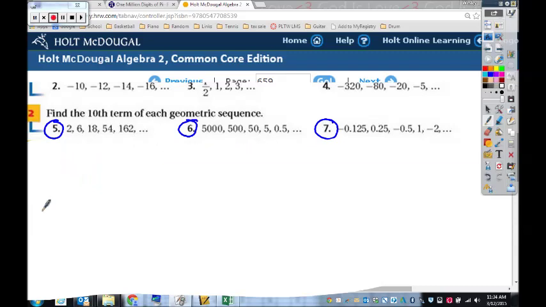All right, now see if you can find the 10th term of numbers 5, 6, and 7. Go ahead and pause the video and I'll give the answers after you hit play.